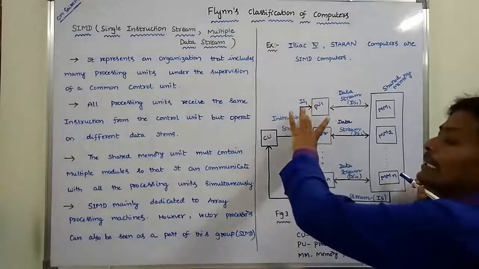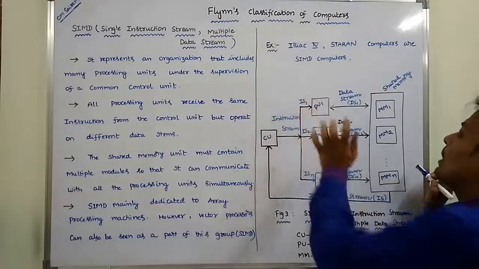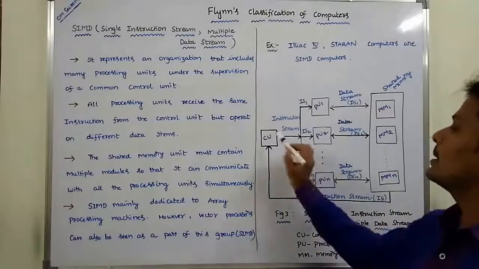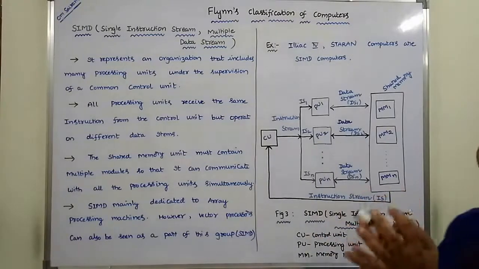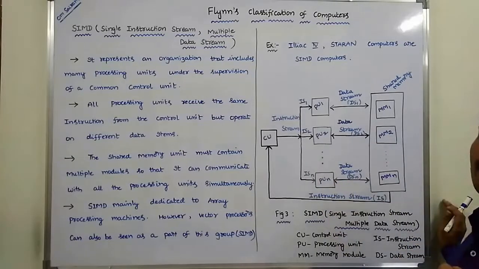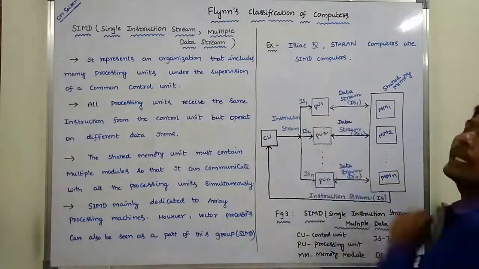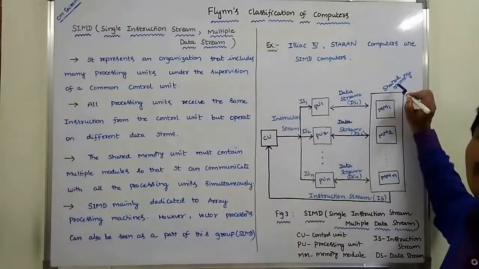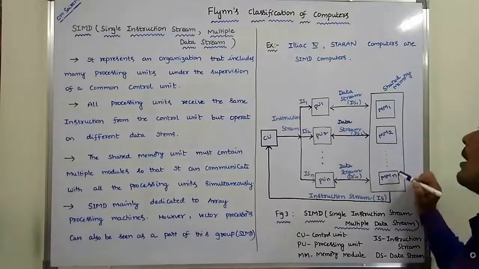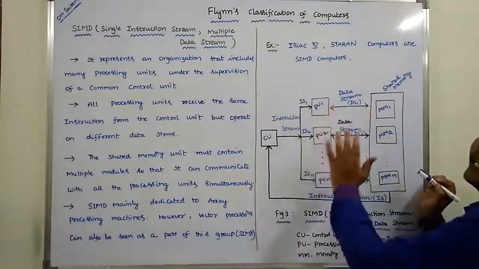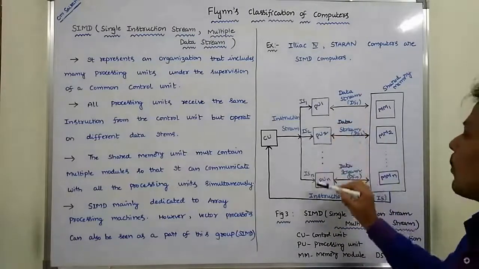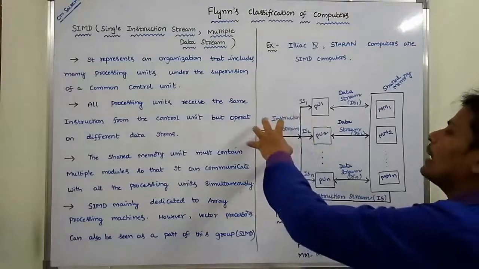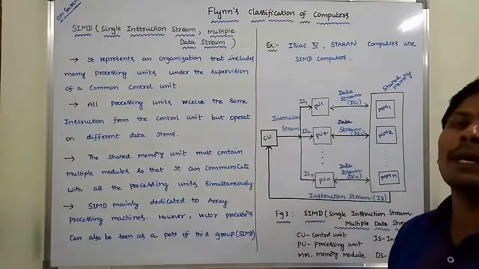Here it consists of several processing units from PU1 to PUN. All the processing units are controlled by a single control unit. So we can say that a SIMD computer consists of multiple processing units, one single control unit, and one shared memory unit. The shared memory unit can be divided into several memory modules for communicating with different processing units. This single control unit can monitor all the n processing units.